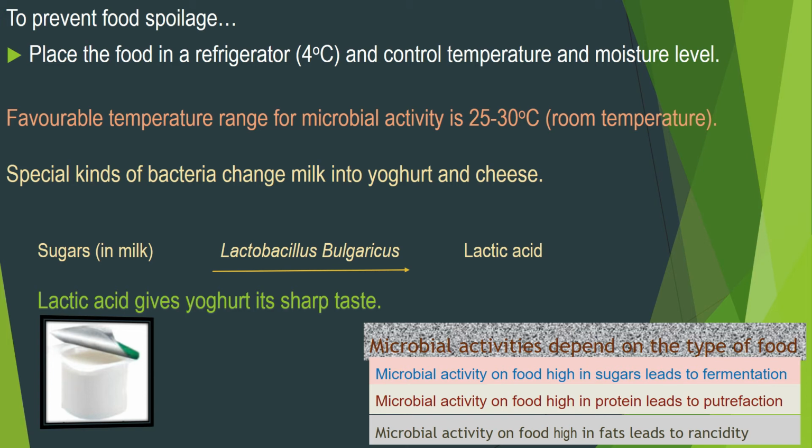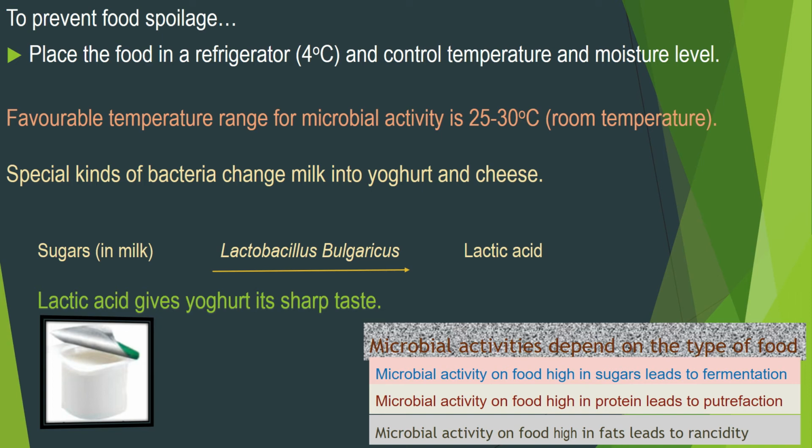Special kinds of bacteria change milk into yogurt and cheese. In producing yogurt, fresh milk is used. Milk is slightly acidic. There are sugars in milk. Lactobacillus bulgaricus bacteria act on sugars in milk and form lactic acid. Lactic acid gives yogurt its sharp taste.